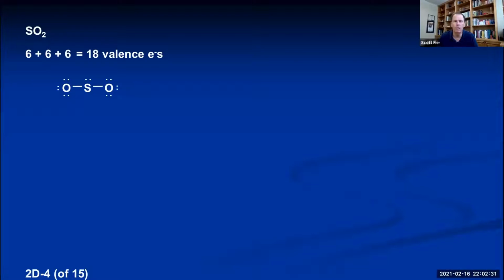The sulfur does not, which means this is not a correct Lewis representation of the bonding in sulfur dioxide. So you have to take a lone pair from one of the oxygens, move it into a sharing position. Now everybody has an octet. Now, if you notice, I'm not going to make a second double bond here, right? Because the sulfur now has an octet. Everybody has octets. Lewis would say this is correct.